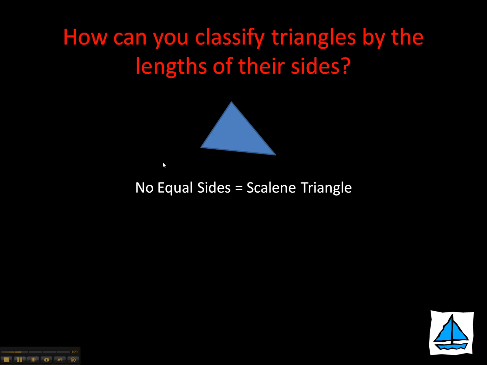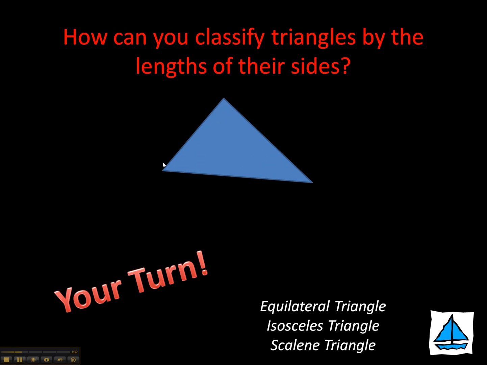So three different kinds of triangles: equilateral, isosceles, and scalene. I've added them down here. Just as a refresher, equilateral means all equal sides. Isosceles means there are two sides that are the same, and scalene means no sides are the same as each other.